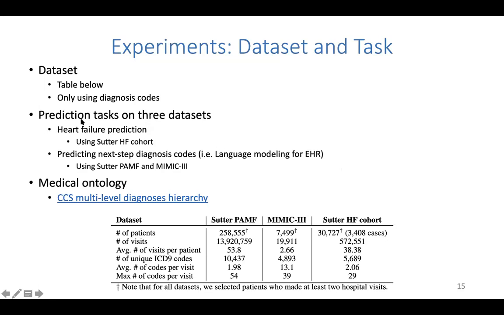So 2 prediction tasks on 3 datasets. One is heart failure prediction. We're going to use the Sutter heart failure cohort, which is a rather smaller cohort with 30,000 patients. We're going to use that for heart failure prediction, and for predicting next step diagnosis codes.